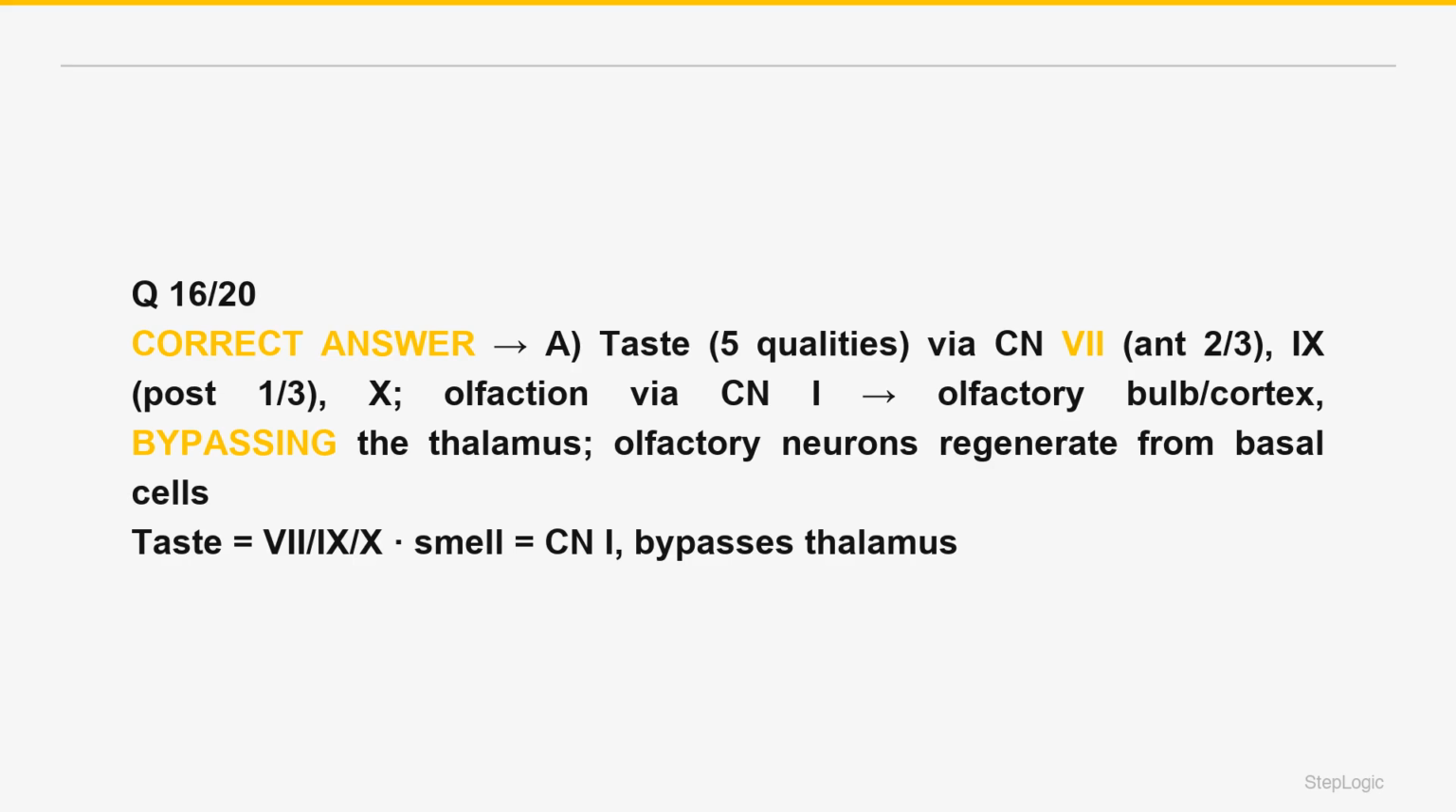Olfaction, smell, is distinctive. Olfactory receptor neurons in the nasal epithelium, CN 1, send axons through the cribriform plate to the olfactory bulb and then to the olfactory piriform cortex. High-yield features: one, olfaction is the only sensory modality that reaches the cortex without first relaying through the thalamus for primary processing; it has direct limbic connections, explaining smell's strong link to memory and emotion. And two, olfactory receptor neurons are among the few neurons that regenerate throughout life, from basal stem cells. The statement that olfaction, CN 1, bypasses the thalamus and regenerates is correct.